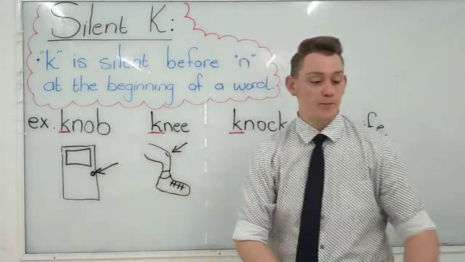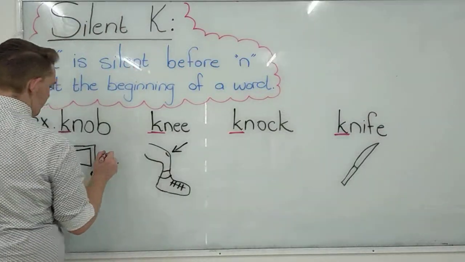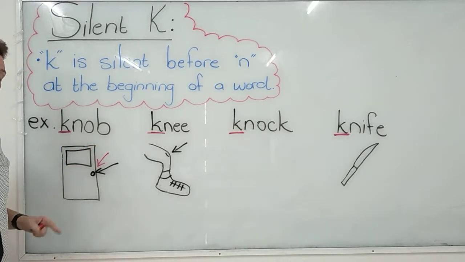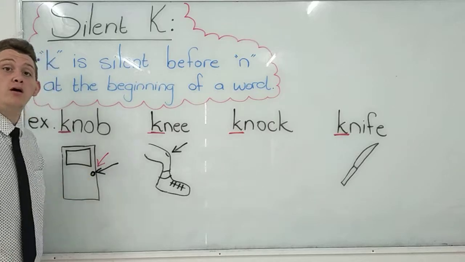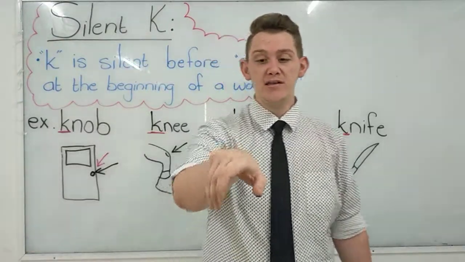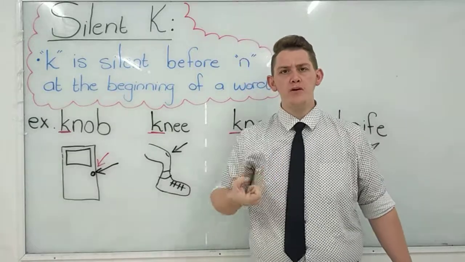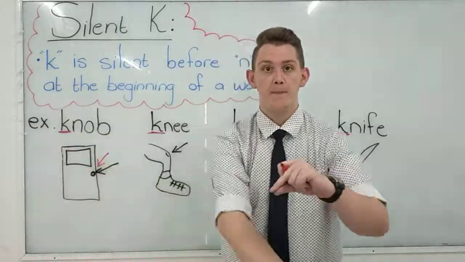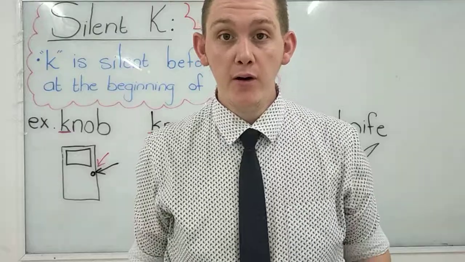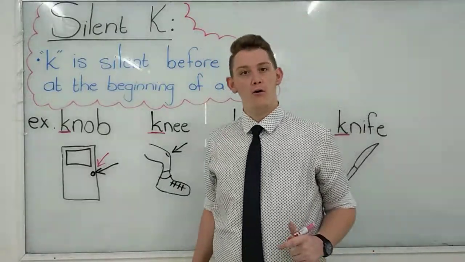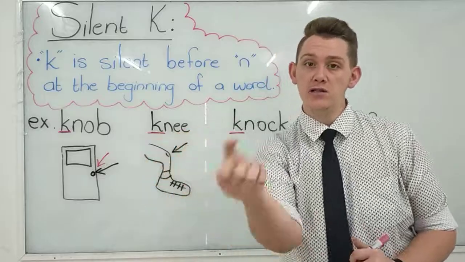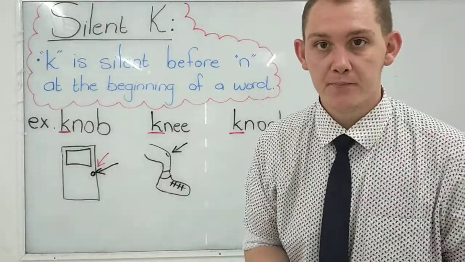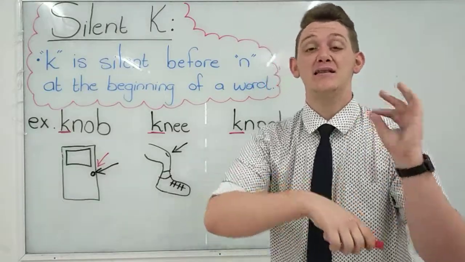A knob, look at the picture right here. This is a door. Here is the door knob. The knob is the thing you turn to open the door. We call it a door knob. Can you say knob? Alright, so a knob is what we use to turn and open the door with. Knob. You see, the K is silent.